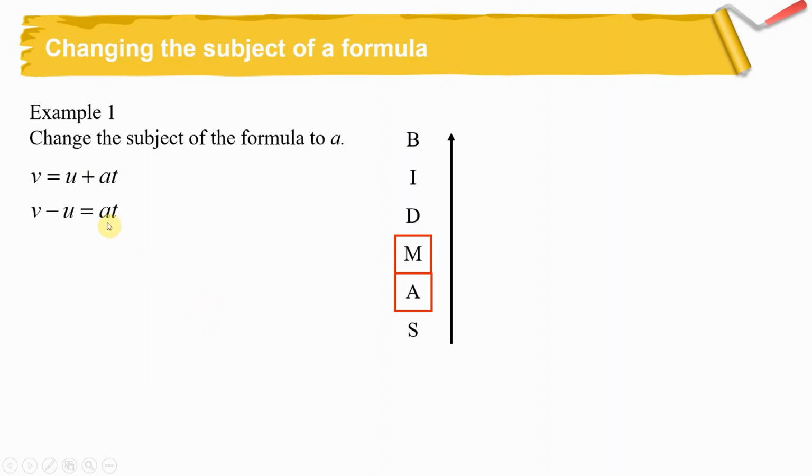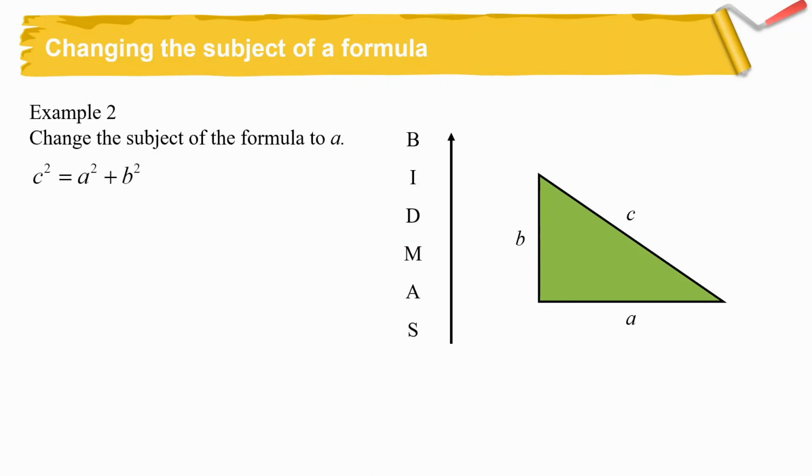And the next step, we have multiplication. The opposite of multiplication is division. So you can write in this form. But usually at this stage we'll just swap. It's a good practice to keep the subject on the left hand side. So at the end the answer is a equals to v minus u over t.